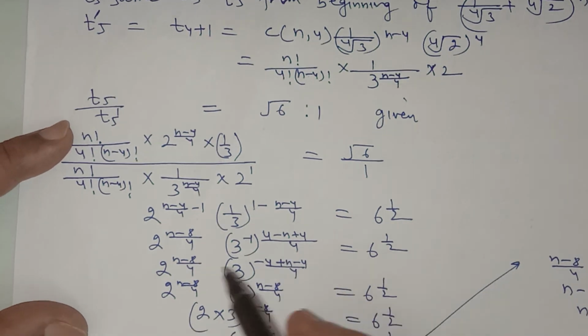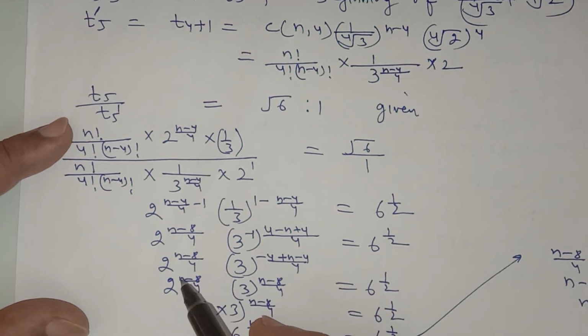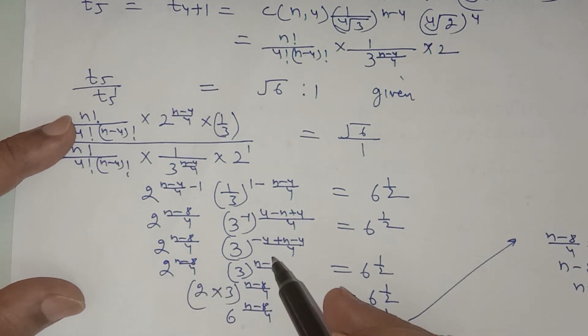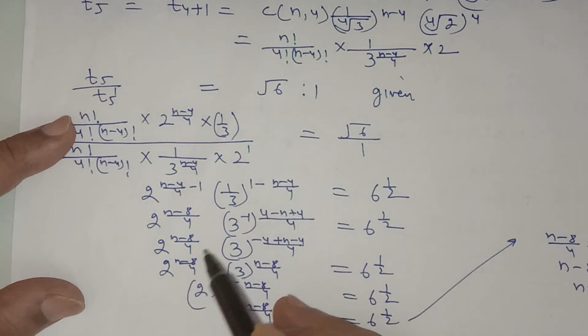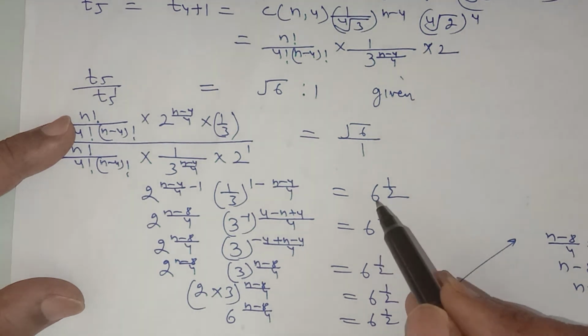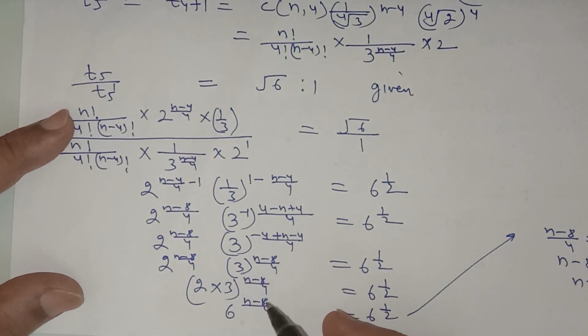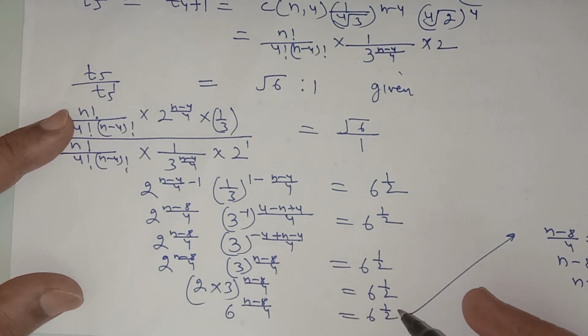So we get 2 raised to power n minus 8 upon 4 times 3 raised to power n minus 8 upon 4. When we have the same power, we can multiply their bases, you know the laws of exponents. So 6 raised to power n minus 8 upon 4, and for root 6 you can write 6 raised to power half. Base is the same, so you can equate their exponents. So n minus 8 upon 4 is equal to half.